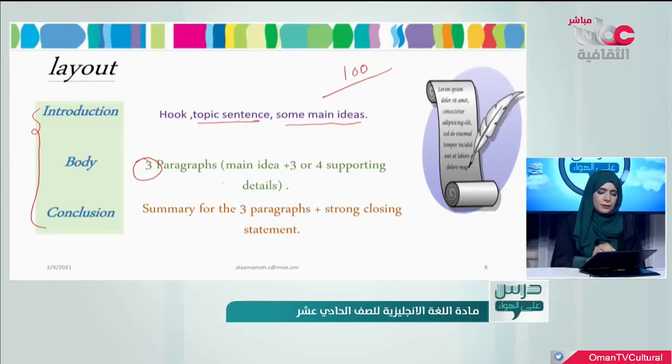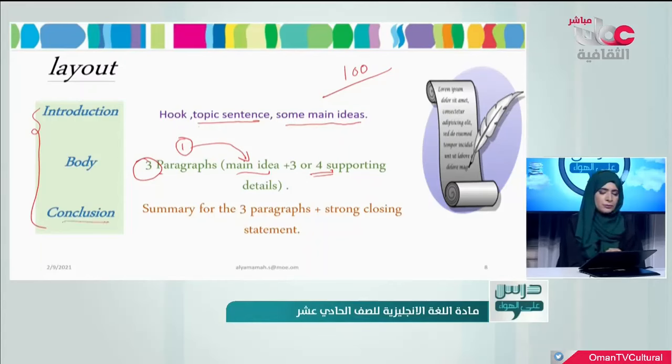So each of these 3 paragraphs will include a main idea. Here we got 3 paragraphs. Each paragraph, or paragraph number 1, will include a main idea plus 3 or 4 supporting details. So you'll have the topic sentence, then try to support this sentence by adding 3 or 4 sentences which include some additional details. You will do the same within the other 2 paragraphs.